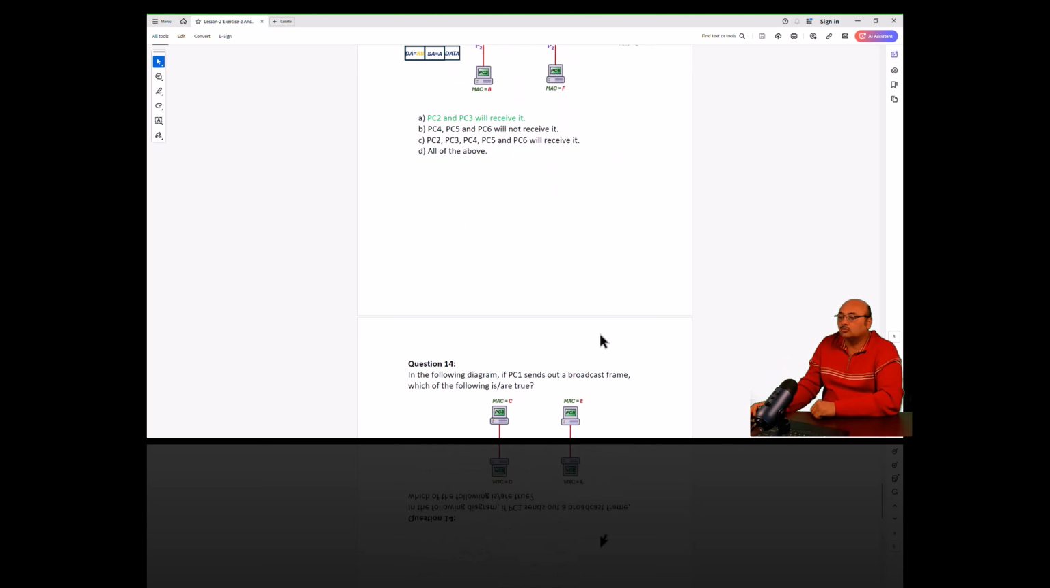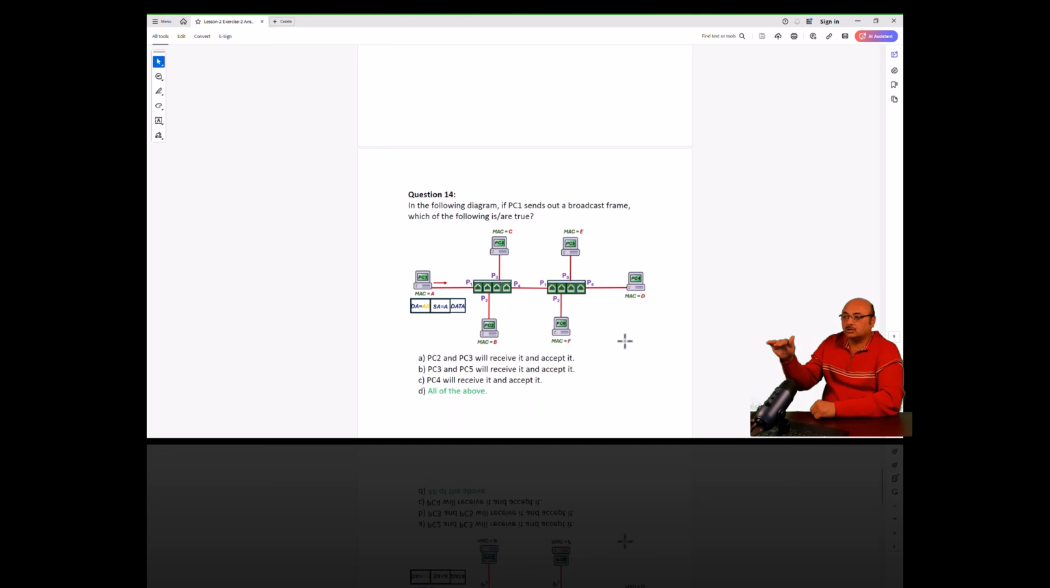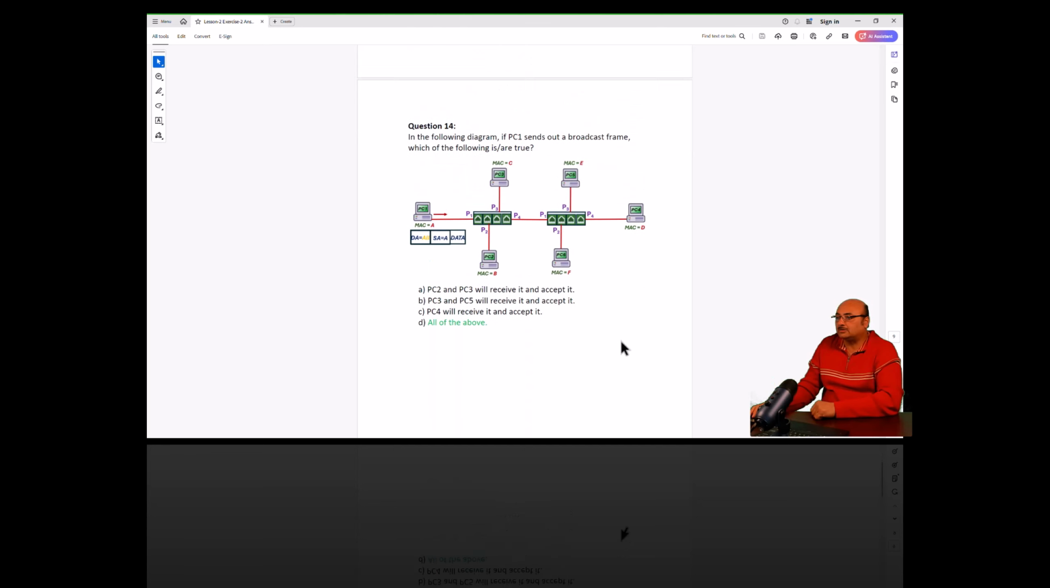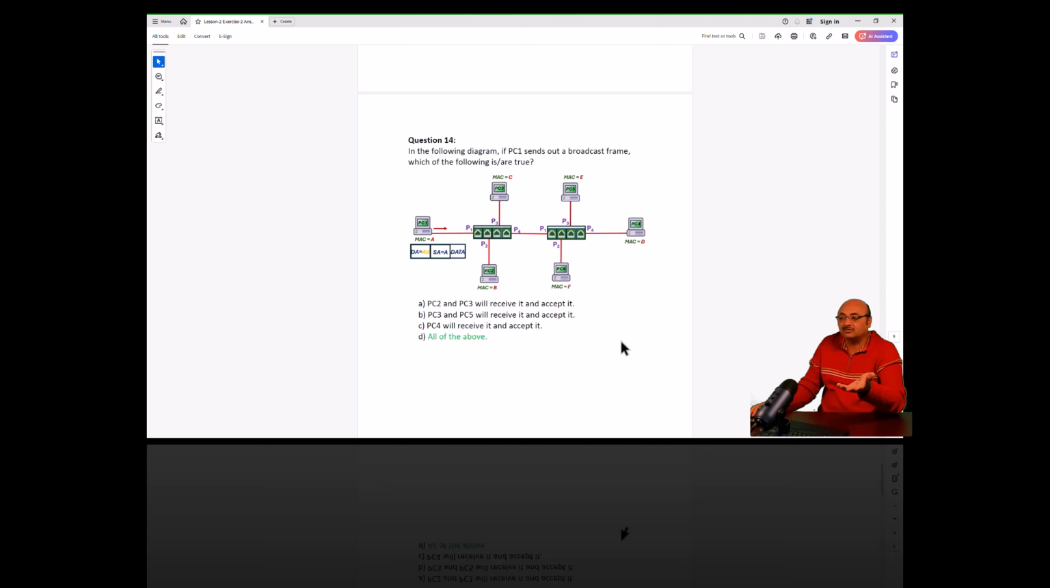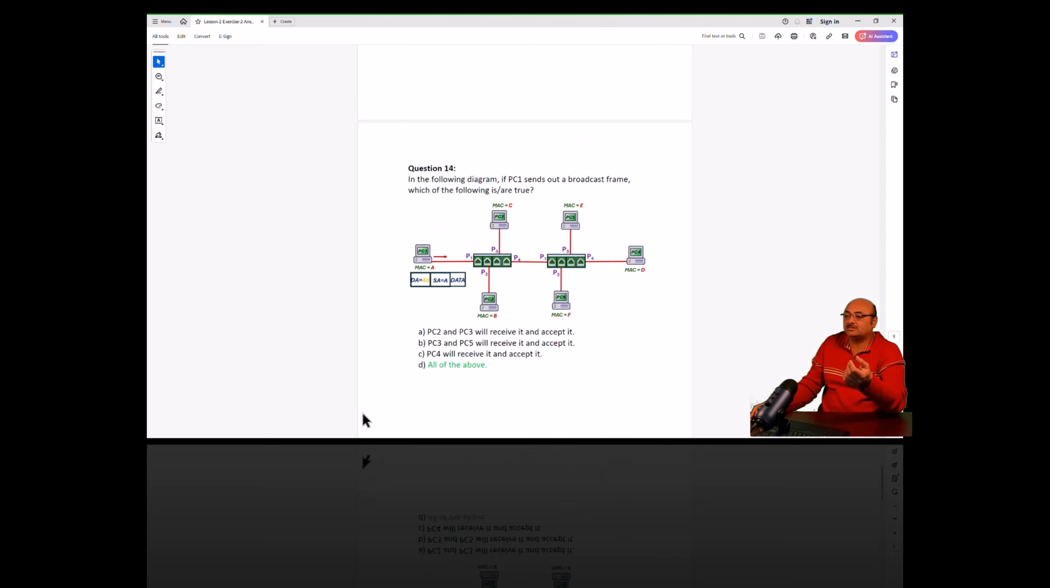Okay. Moving on, when we connect the two hubs in question number 14, who all will receive it? Everyone will receive it, right? Because hubs just flood the frames. Okay. I think that's pretty much it. Now, if I had to add one more question here, saying that if PC1 is sending a broadcast frame as in question number 14, who all will receive it and who all will accept it? The answer for that is all will receive it and all will accept it.